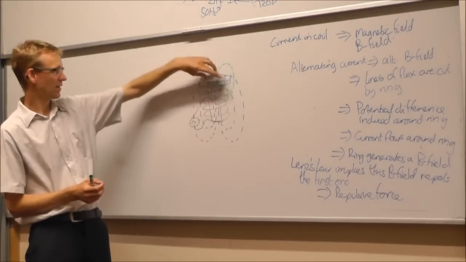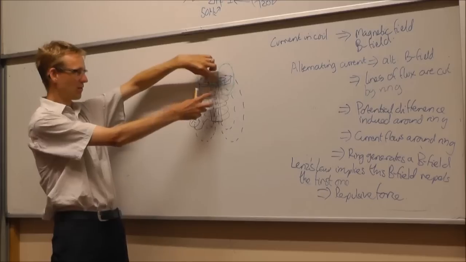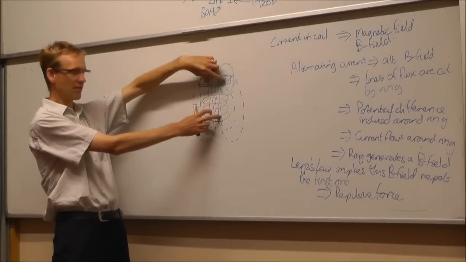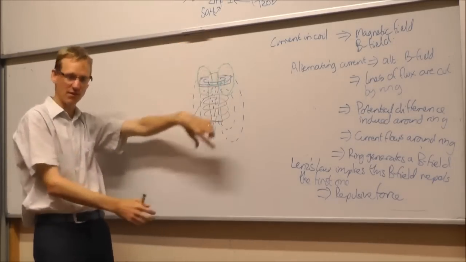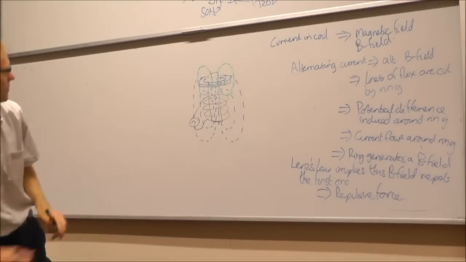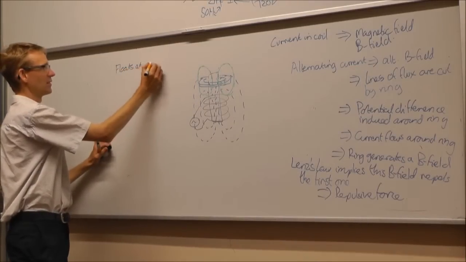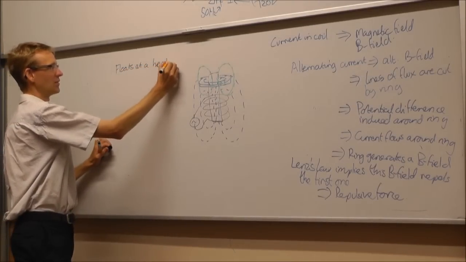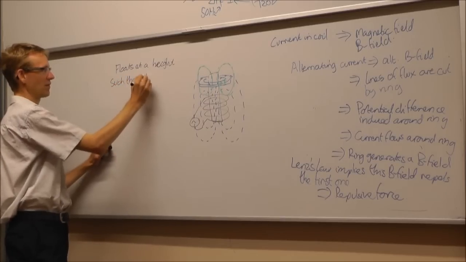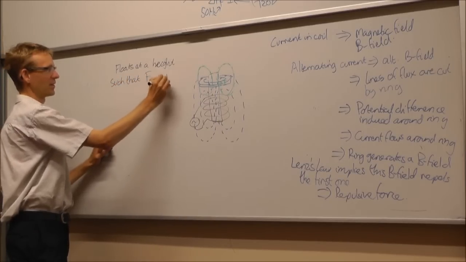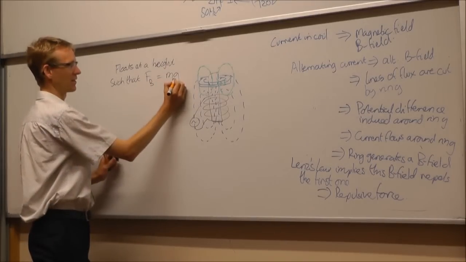So as this thing goes up, the force of repulsion between here and here is going to go down, and at some point it's going to exactly balance the force of gravity. So it floats at a height such that the force due to the B field equals mg, where m is the mass of the ring.